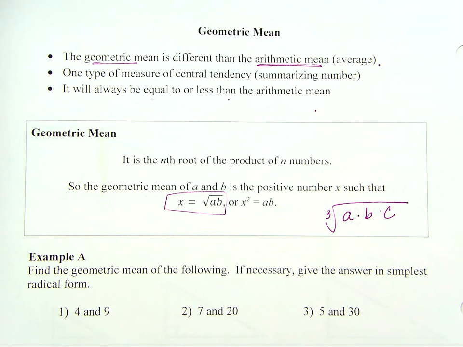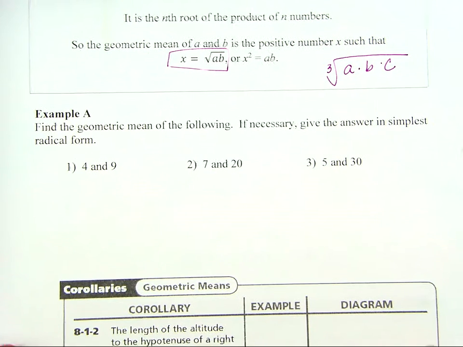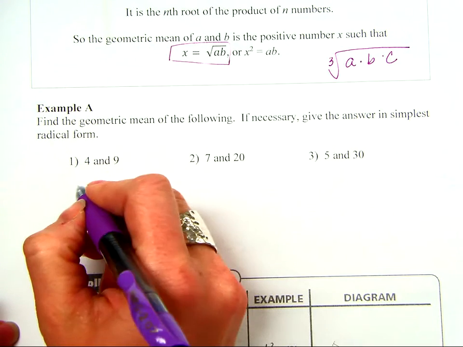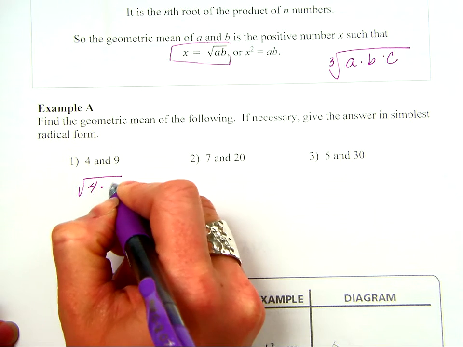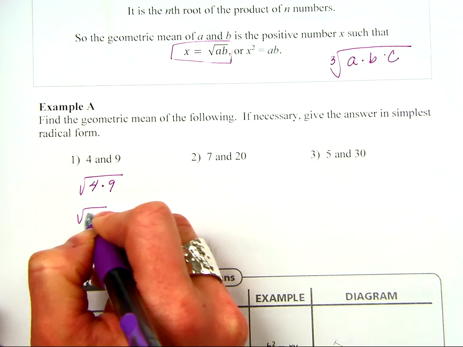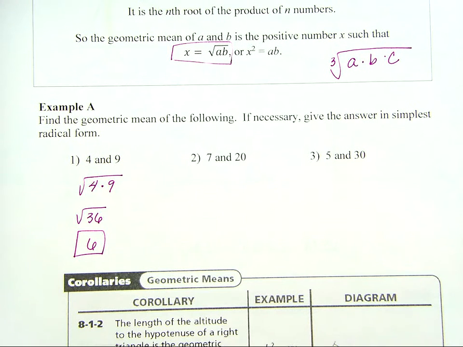Today, we are only going to work with two numbers, finding our geometric mean, but we're also going to work on simplifying our radicals. So if I look at question number 1, I want the geometric mean for 4 and 9. Well, we know it's the nth root of the product of those numbers. That would just be the square root of 36, which is a perfect square. Our geometric mean would be 6.